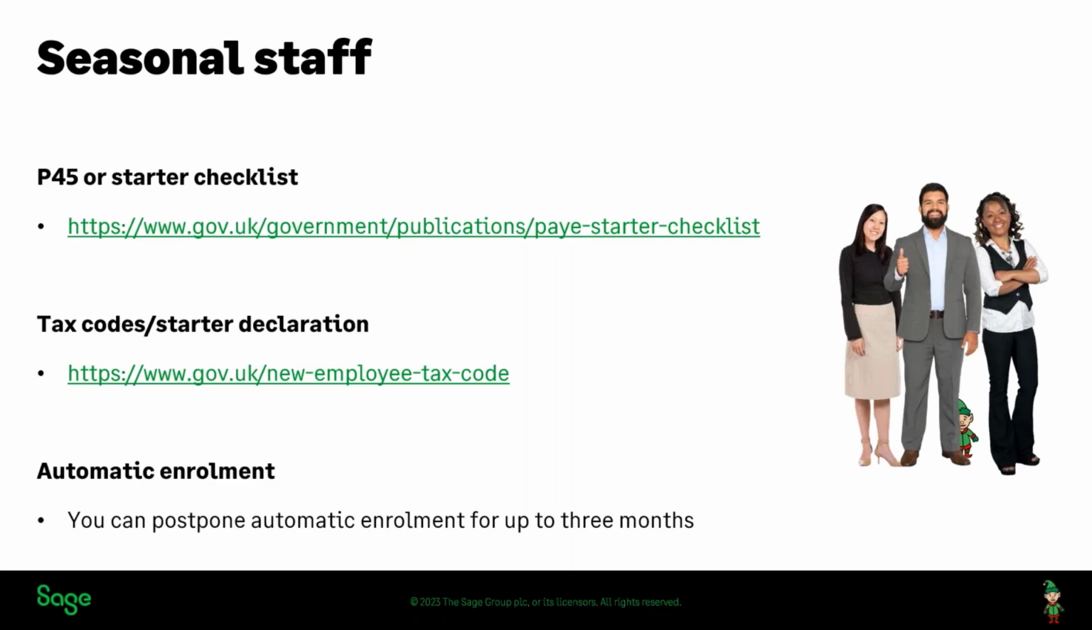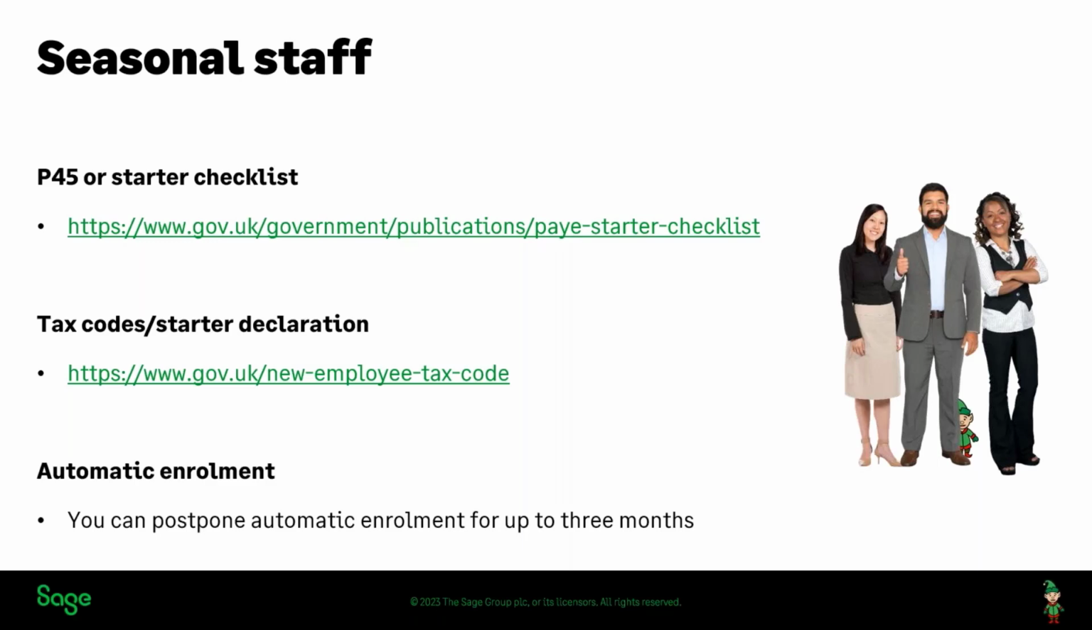So particularly with temporary staff, they may not have the P45 from a previous employer, and it's that starter checklist that will help you get the correct tax code and starting statement for them. There's also a troubleshooter on the gov.uk website that I've linked to on the handout, which explains more about what tax codes to use and what starter declaration to choose for any new starter, whether that's seasonal or throughout the year.